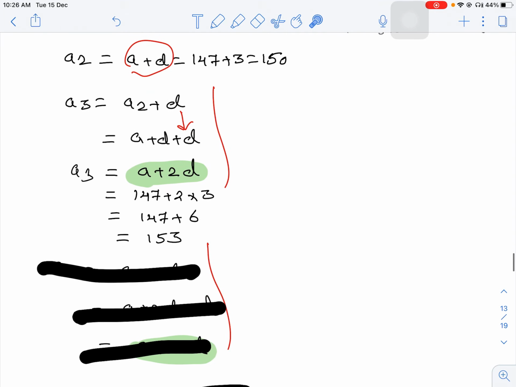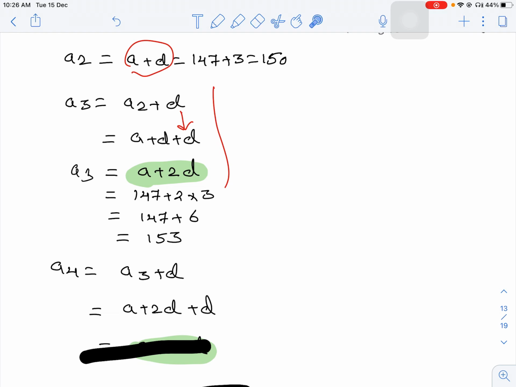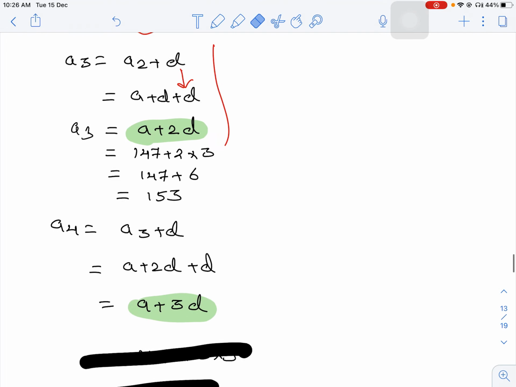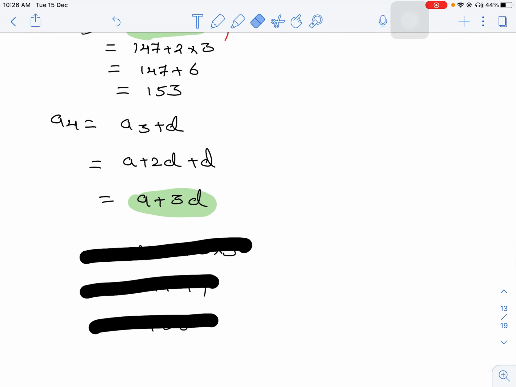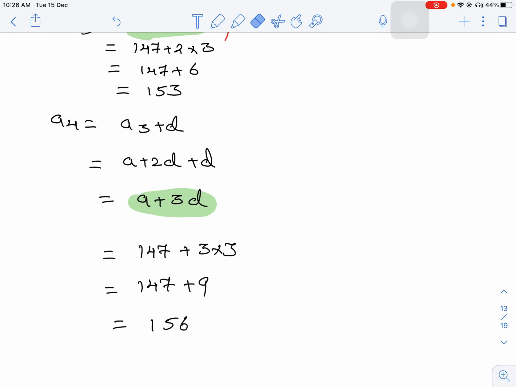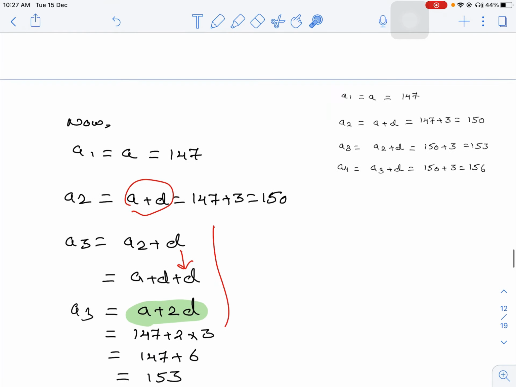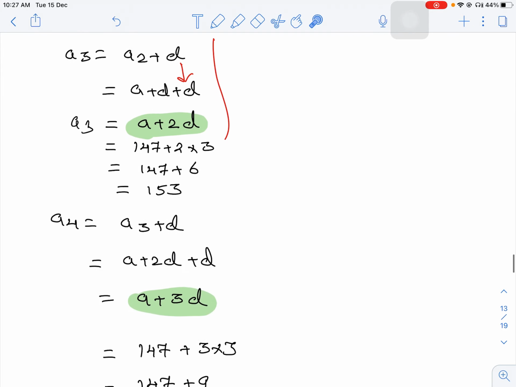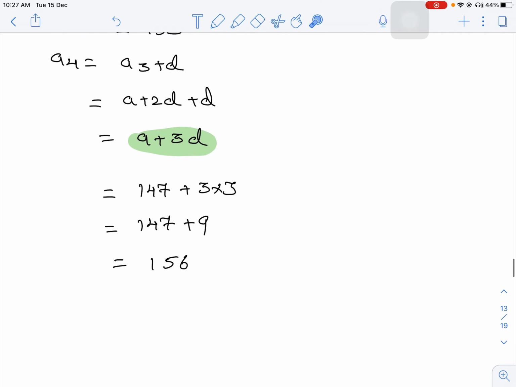Let us consider one more number, A4. Now for A4, in our regular procedure, we write it as the term before 4, that is A3 plus D. Now A3 can be written as A plus 2D. So what we get now is A plus 2D plus D. So our final answer will be A plus 3D. Now let us check its value. When we put in the values, we get the answer as 156. And what was our fourth term here? It was also 156. So we can make a general formula for this.